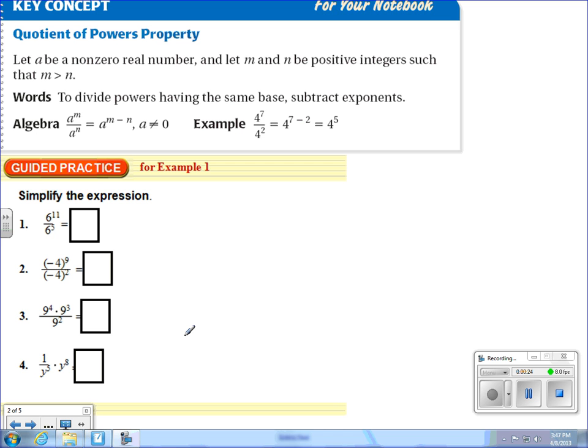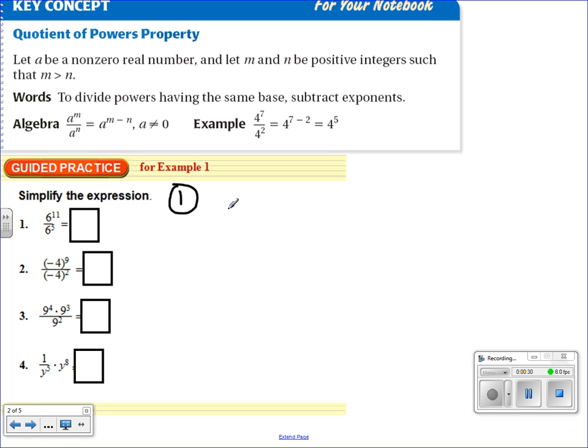So here's some guided practice to go along with example 1 in your book, again on page 441. Problem 1, we have 6 to the 11th divided by 6 to the 5th. We do have like bases. We are dividing. We're going to keep our base. We're going to use our rule that says we simply subtract our exponents. We end up with 11 minus 5, which is 6. Our final answer, 6 raised to the 6th power.